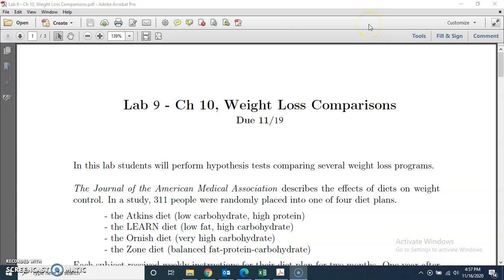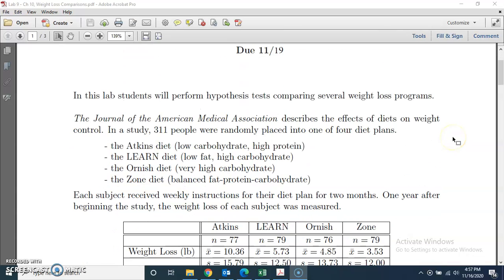Hey guys, just wanted to give you an introduction here to lab number 9. It's our chapter 10 lab called Weight Loss Comparisons. As I read this, it says, in this lab, students will perform hypothesis tests comparing several weight loss programs. Of course, this will be a two-sample hypothesis test like we saw in chapter 10.